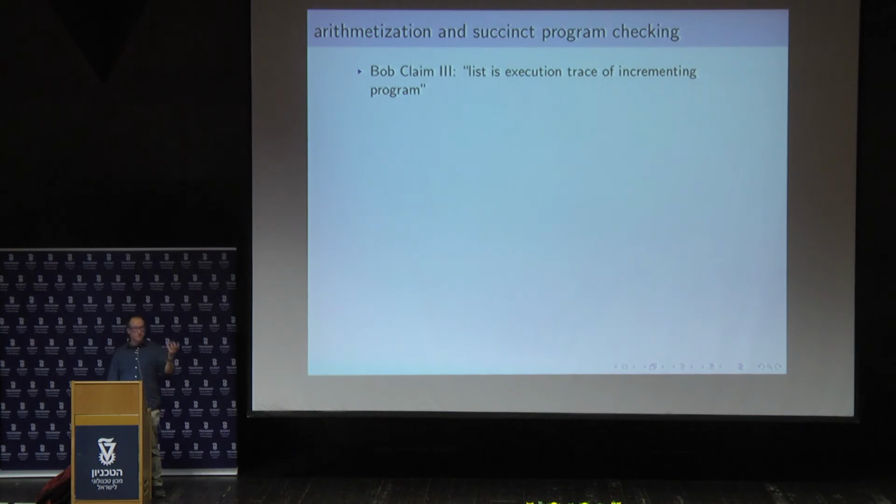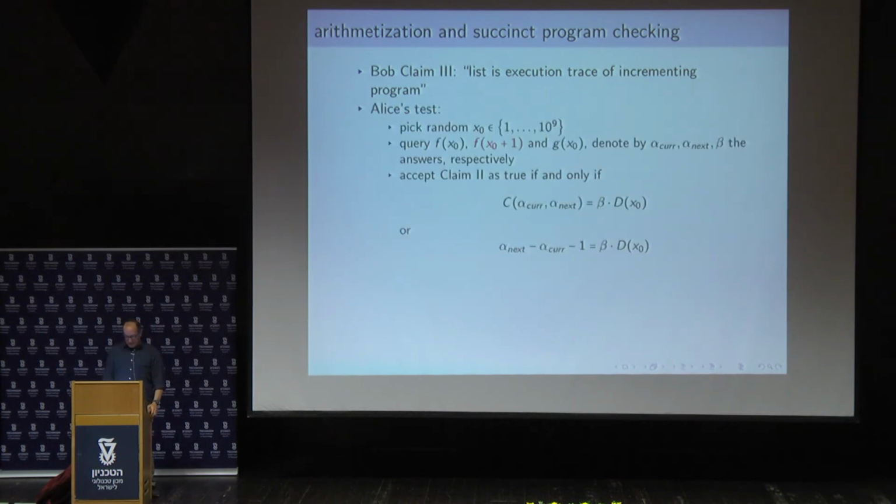And now we could, in the same way, prove claims like "this list is the execution trace of the incrementing program." And you just need to change your constraint polynomial. Previously, it just checked the type of a variable, right? Checking that the variable has range between 1 and 10 is a type checking constraint, which is very simple. Now we have a more complicated constraint that checks two consecutive states.